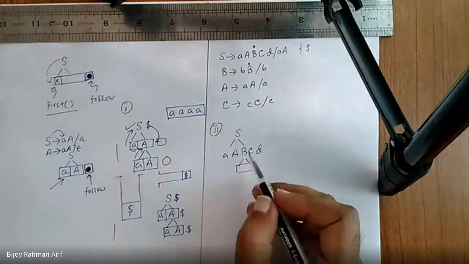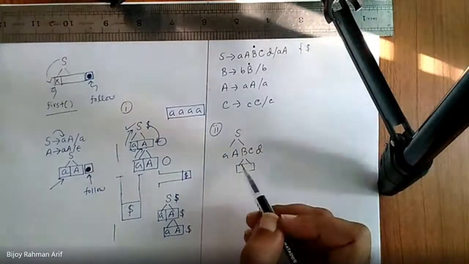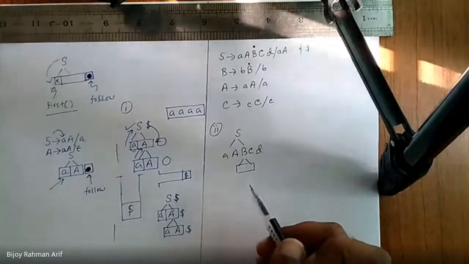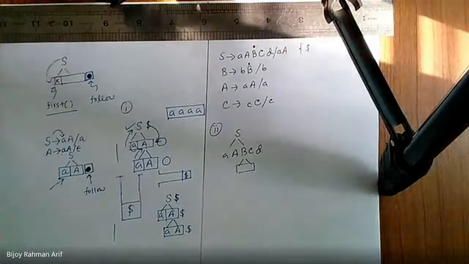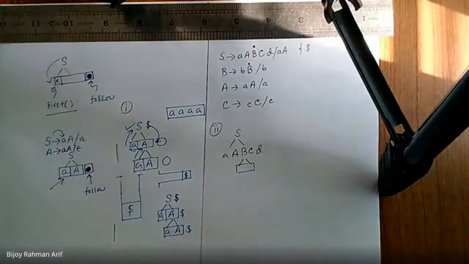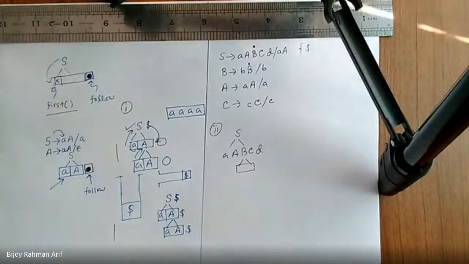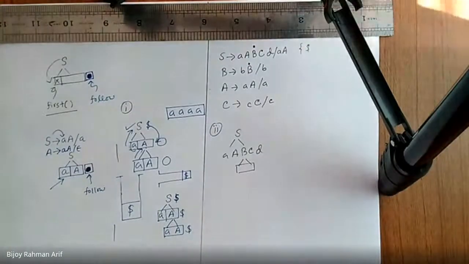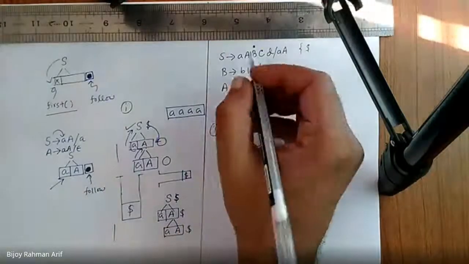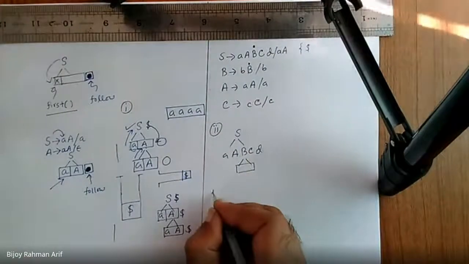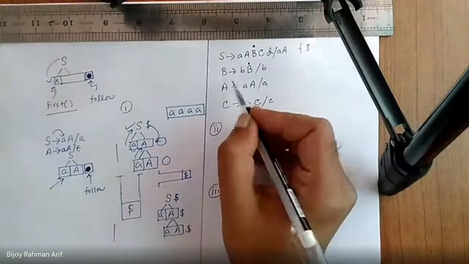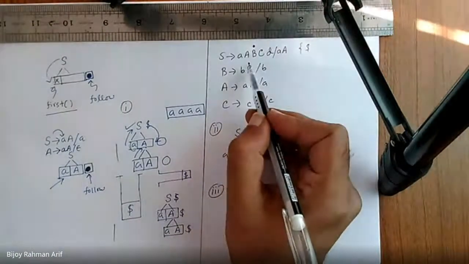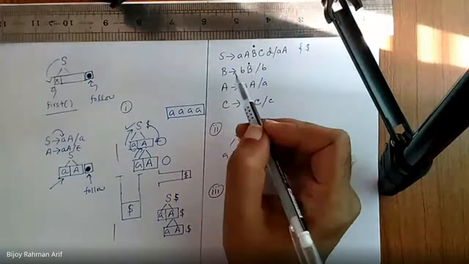That means if we want to find follow of something, then we are trying to find out where it appears on the right hand side. Just after it, whatever is there, first of that. Is it clear to you? Yes, sir. Okay. Now we are done with rule number 2. Let's come to rule number 3. If it appears at the end, then what would be the follow of something?